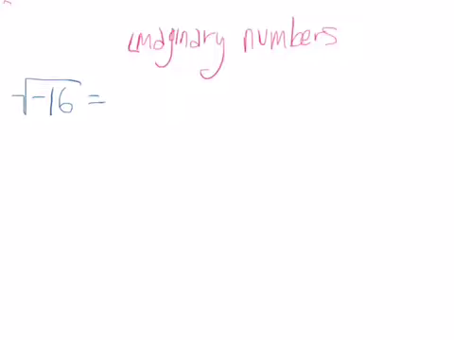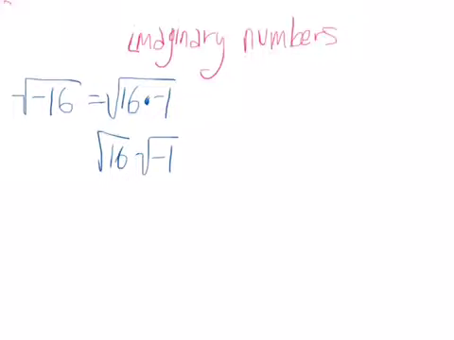This square root of negative 16, I could think of negative 16 as 16 multiplied by negative 1. So this is going to be the square root of 16 multiplied by the square root of negative 1. And I know how to do this. The square root of 16 is 4. And then it's 4 times the square root of negative 1. And then the question becomes, what is this? How do I deal with this?